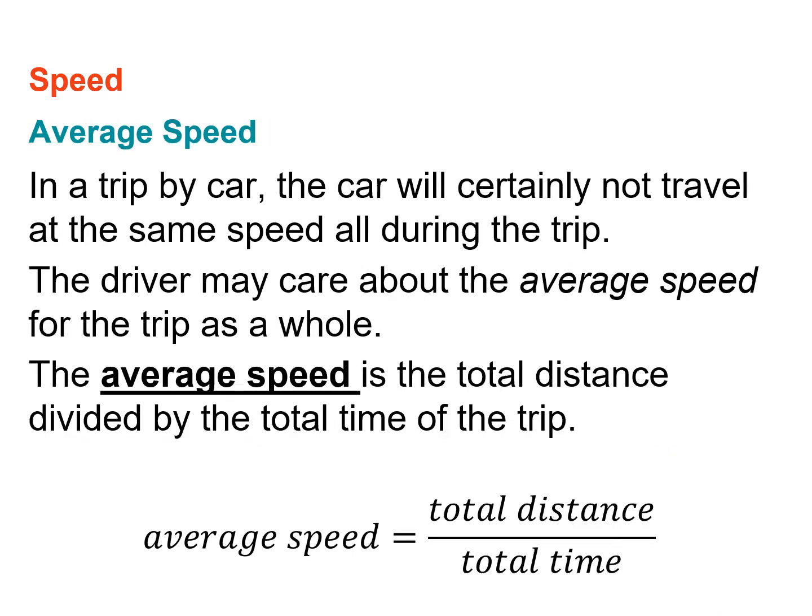There are other speed values or calculations that we could do, such as the average speed. If we're on a trip in a car, we might want to know our average speed so that we can estimate our time of arrival. The average speed is the total distance divided by the total time of the trip.